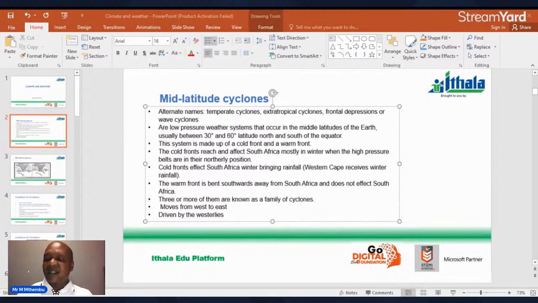Okay, let's just look at the negatives of a mid-latitude cyclone. What exactly can we say about the negatives of a mid-latitude cyclone on the economy? So point number one, floods will lead to the decrease in agricultural production, which will result in an increase in unemployment. Floods or strong winds will damage infrastructure. Sikhuluma ama-bridge, sikhuluma ama-power lines, yonke into yabo.